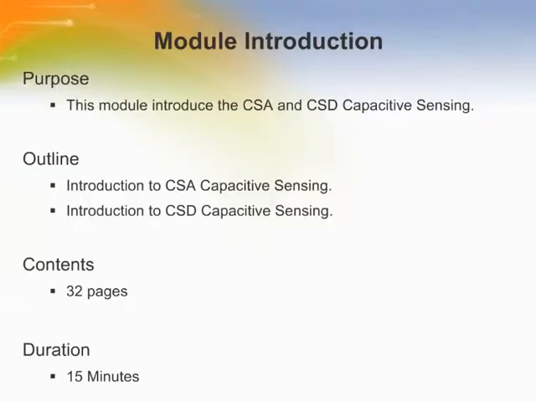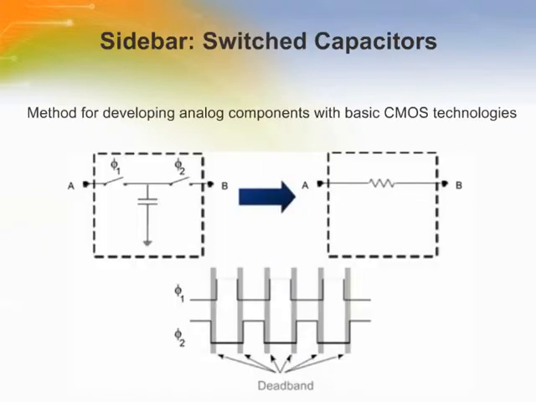Welcome to the Introduction to Capacitive Sensing training module. In the course, we will be introducing CSA and CSD capacitive sensing. Both of the capacitive sensing methods that we will be covering in this module use switched capacitor networks at the input stage. In order to understand each method, we must first understand the basics of switched capacitors.